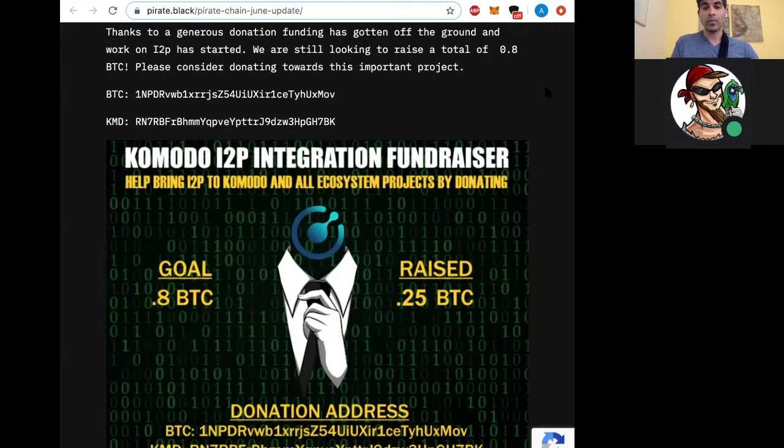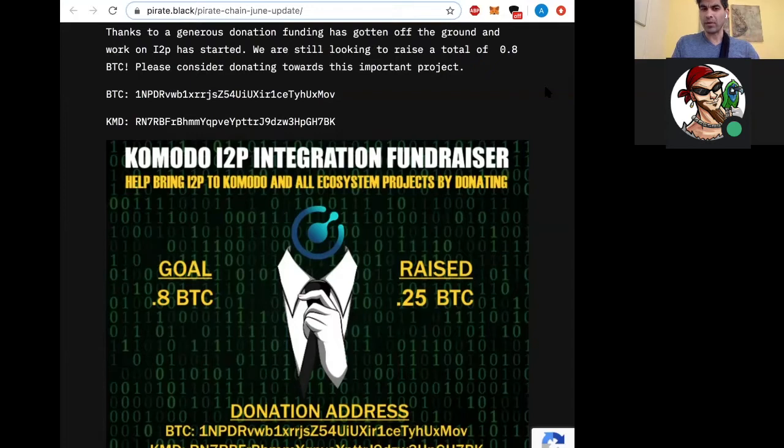So very cool. Komodo has always been, from the get-go, strong on the privacy values, and this is just a further step down that road of getting the privacy involved here, integrated here.